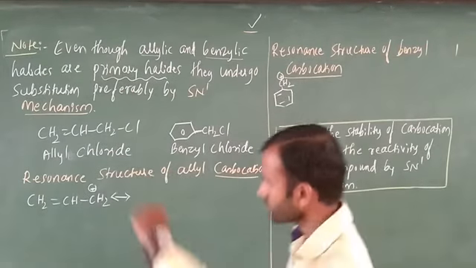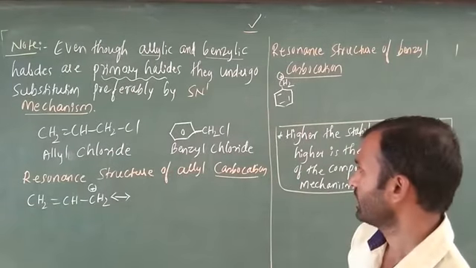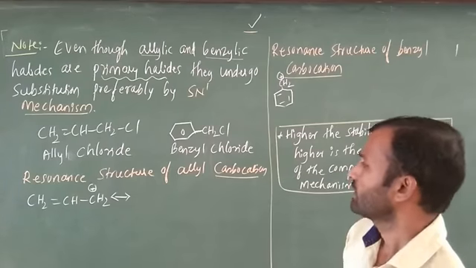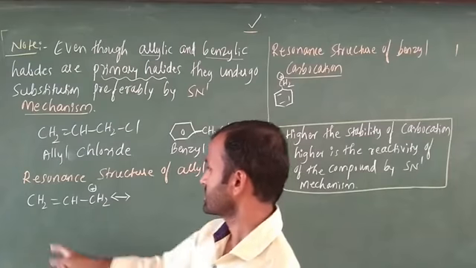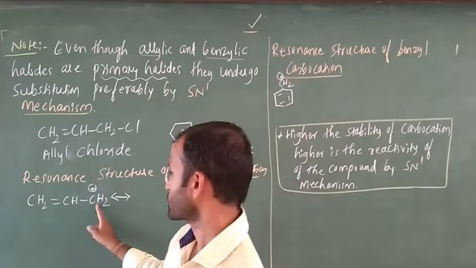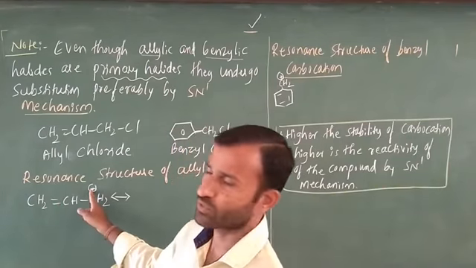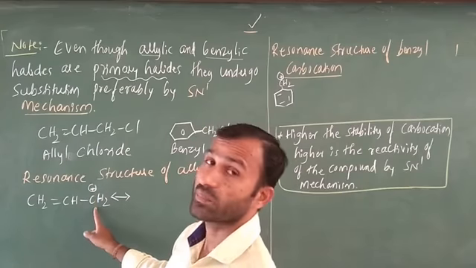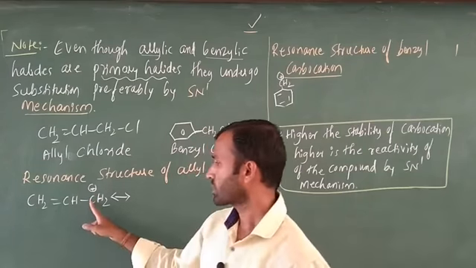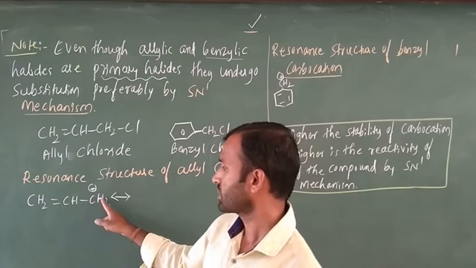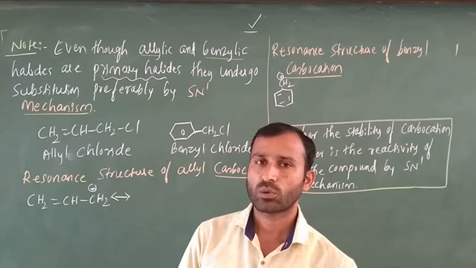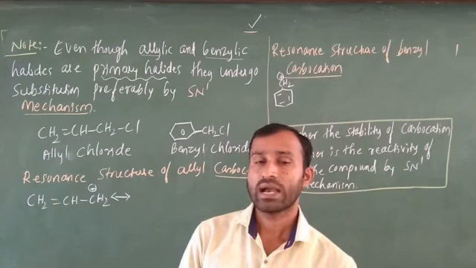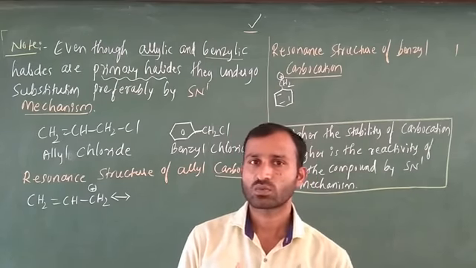Next, the allyl carbocation. This is the resonance structure. CH2=CH, next CH2 which is going to get a positive charge. This indicates a primary carbocation. Why do you call it a primary carbocation? Because this carbon contains two hydrogens and has a positive charge, that is why it is a carbocation. Carbocation means positive charge; carbanion means negative charge.